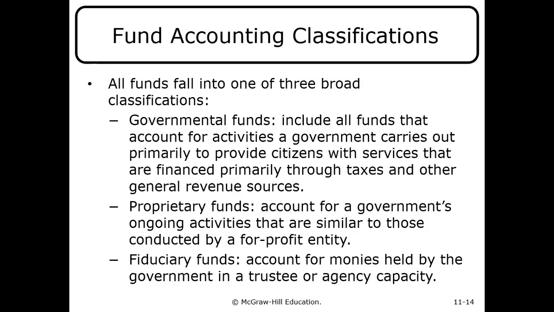Fiduciary funds. These account for monies held by the government in a trustee or agency capacity. So they're just holding on to the money. Such assets must be maintained for others and cannot be used by the officials for government programs. A common example, the monitoring of assets held in a pension plan for government employees such as teachers or sanitation workers. So any kind of funds the government has in this capacity, it's not their money to use. It's money they're collecting for someone else or holding on to for someone else.